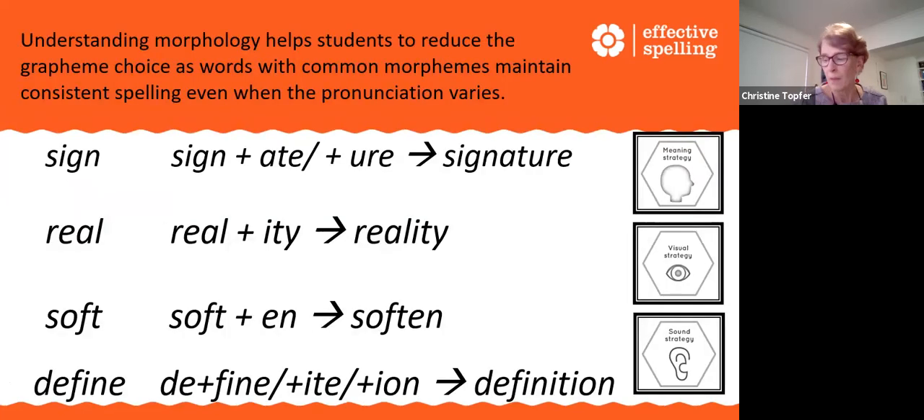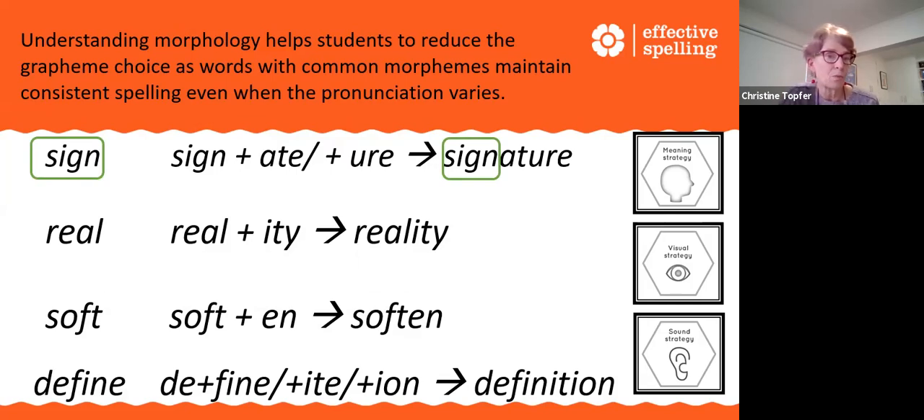Let me give you another example. So if we understand morphology, then it helps our students to reduce the grapheme choice of words when they're going to write, because words with common morphemes maintain consistent spelling even when the pronunciation varies. This is very helpful and a really important idea for our students. If you have a look here, and you'll have seen all these things before, I'm sure, but the base sign or the word sign here, we do not pronounce the G, but in signature we do. But both these words come from the same base element.